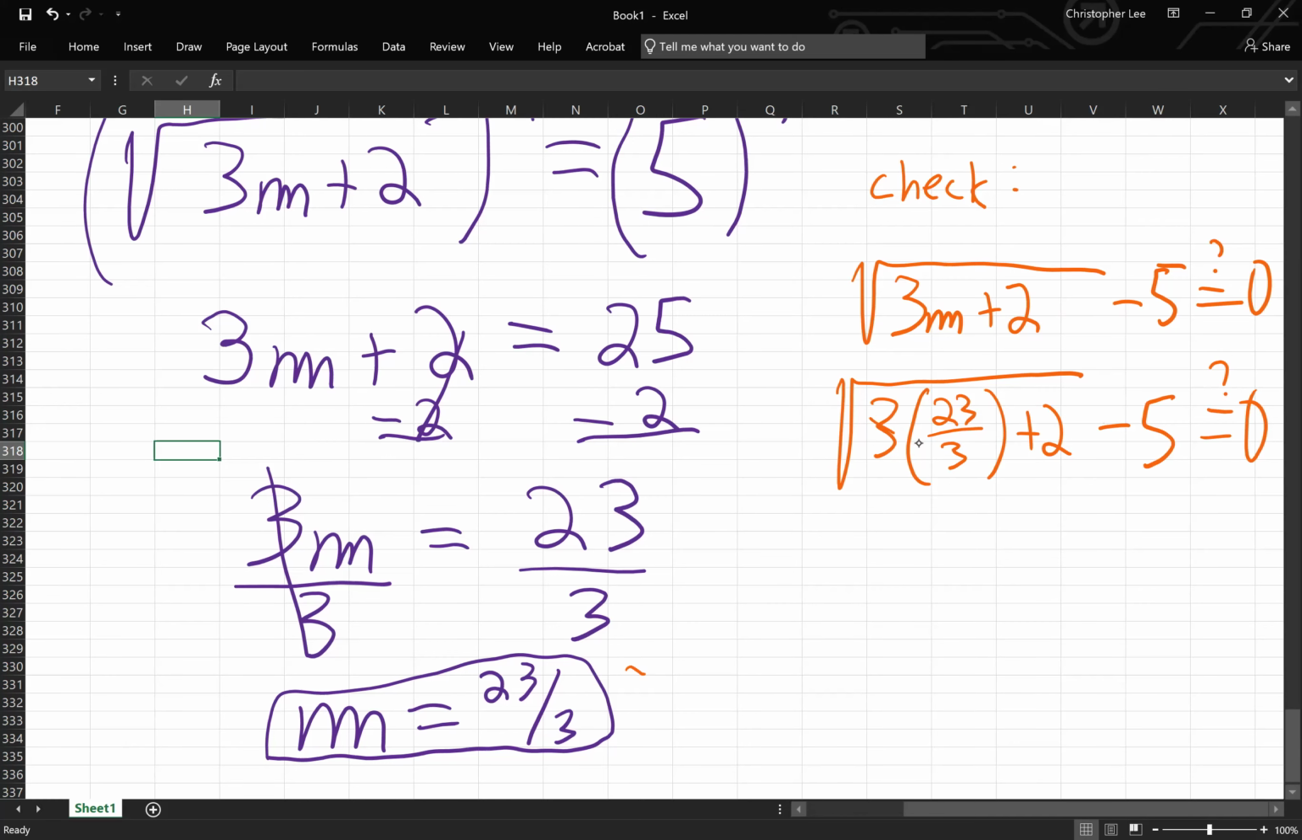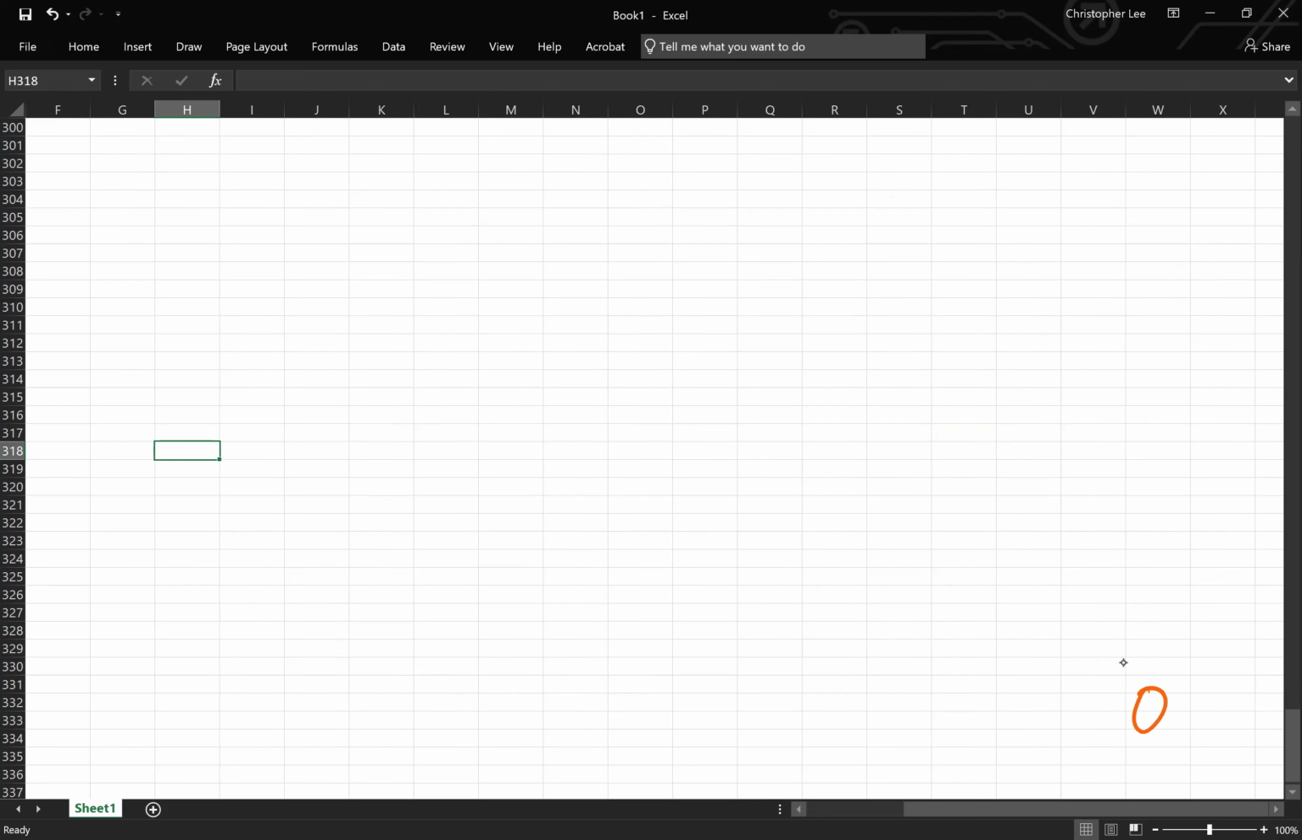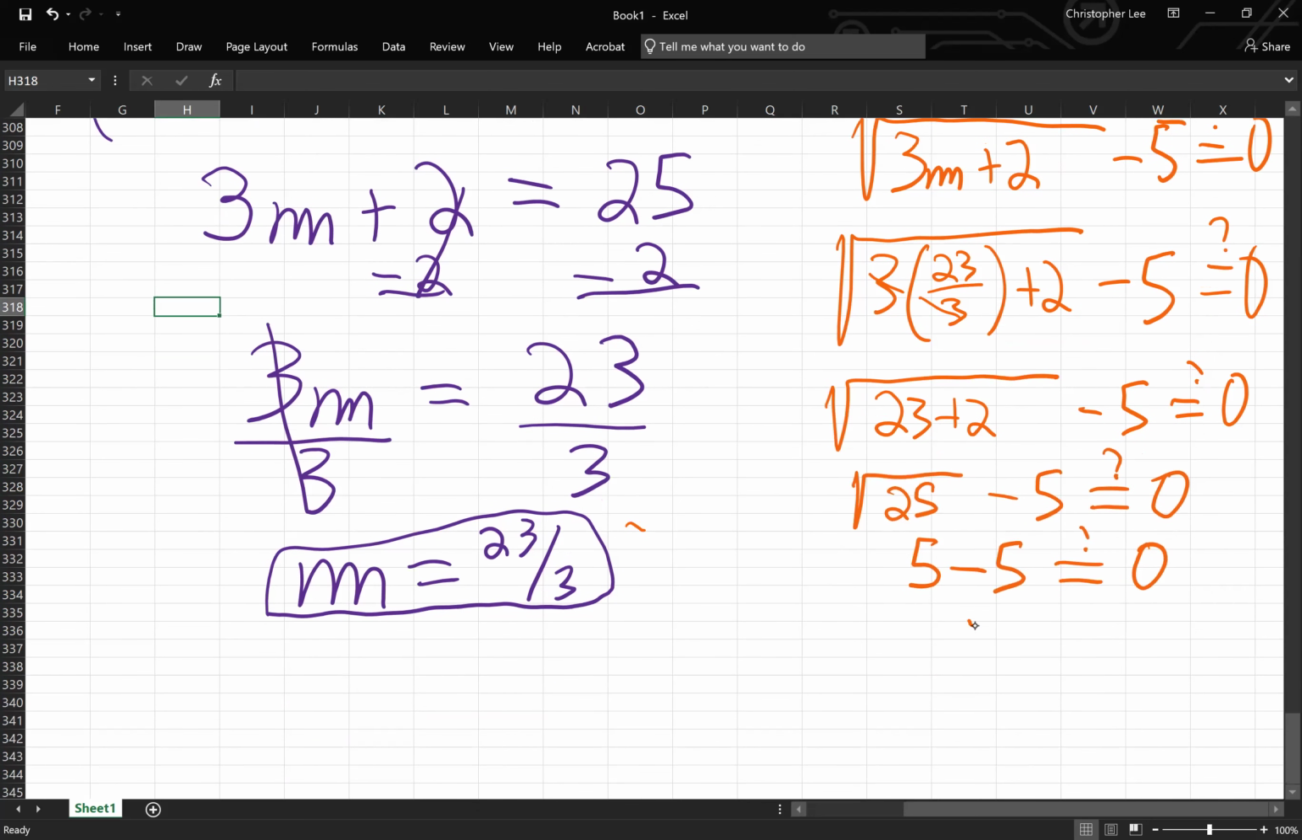Doing the math on this, the 3's will cancel. So I have square root 23 plus 2 minus 5. And allegedly, that's equal to 0. This is going to become square root 25 minus 5. And I'm still not sure, but some people say that that's equal to 0, right? And then finally, we'll have 5 minus 5. And in some countries, they say that that is actually 0, right? And in fact, 0 is 0. So we know that works.